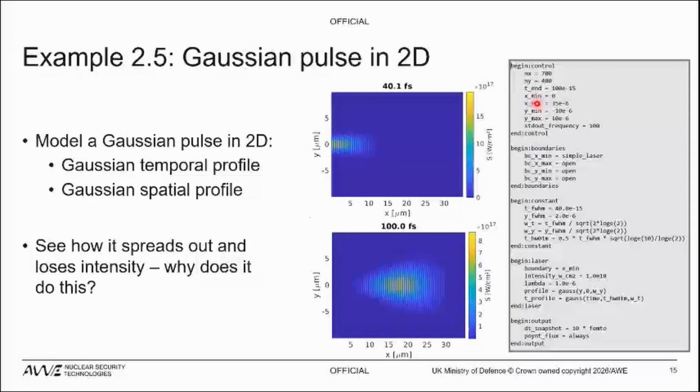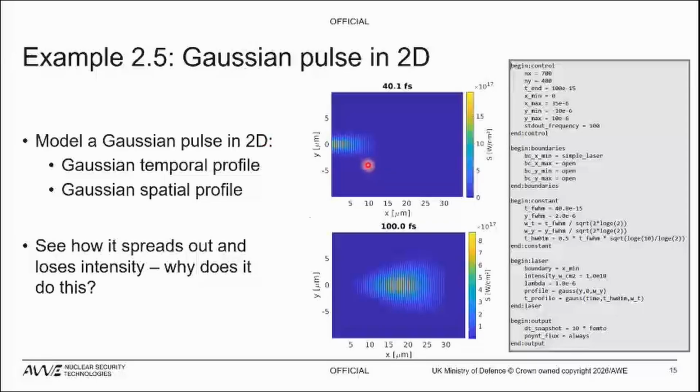Same thing applies to 2D as well. You can have profiles in the spatial direction. So you can say high intensity at y equals 0, drop it down, and have a Gaussian in the y direction as well as the time direction. And you get these little pulses pushed into your 2D simulations, which are starting to look a bit more like an actual physical laser pulse.